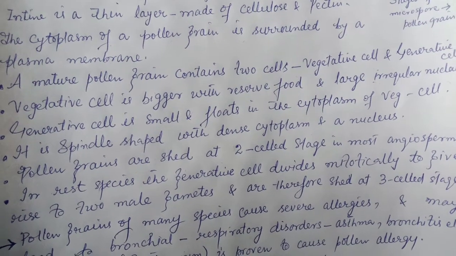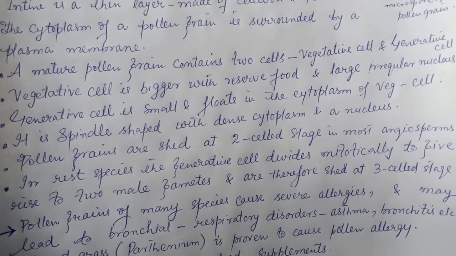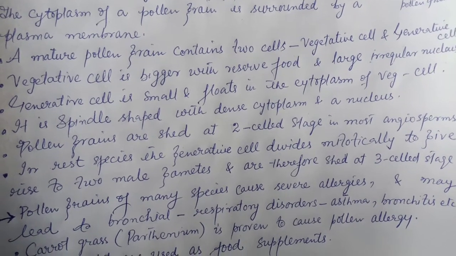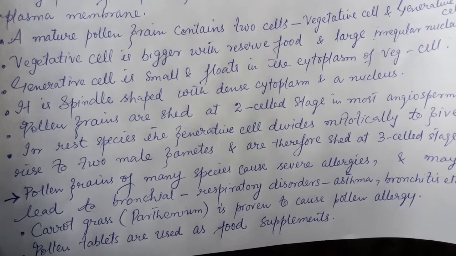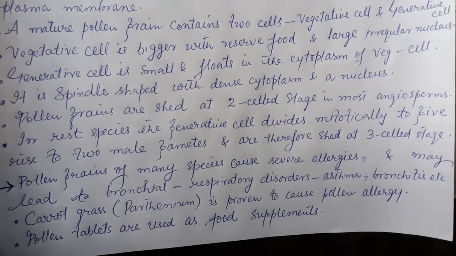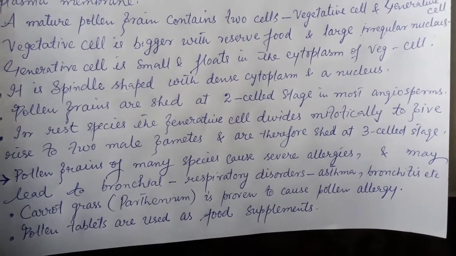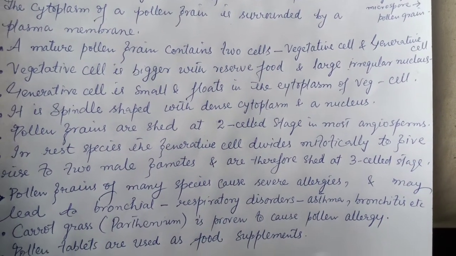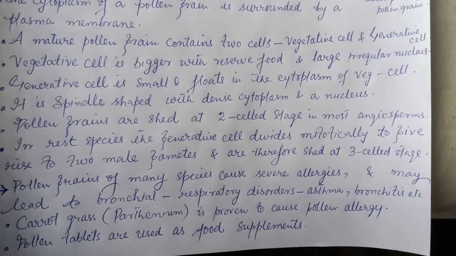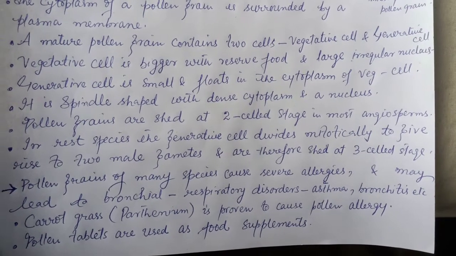Pollen grains are shed at the two-celled stage in most angiosperms. More than 50% of angiosperm pollen grains are shed at the two-celled stage. In the rest of the species, the generative cell divides mitotically to give rise to two male gametes, and these are therefore shed at the three-celled stage.